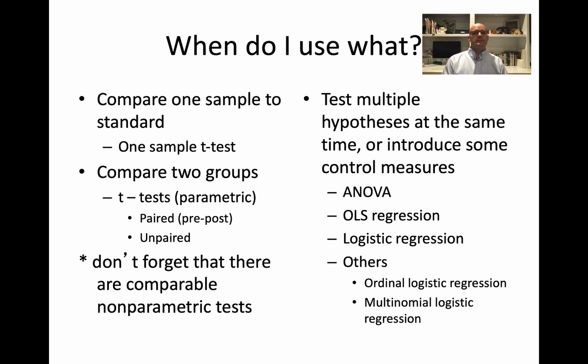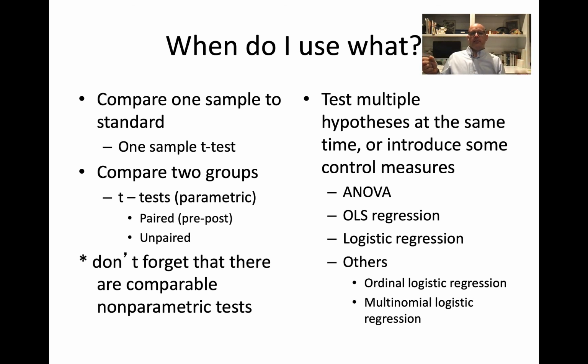So, stepping back from all of the stats stuff, this is the last of the stats modules. When do I use what? How am I supposed to do this? Well, if you're going to compare one sample to a standard, that's a one sample t-test. Grab a sample, see if it meets a standard: one sample t-test. If you're going to compare two groups, you can use t-tests or non-parametric tests. Grab a sample and split them apart.